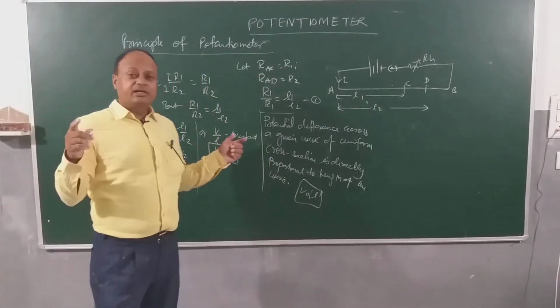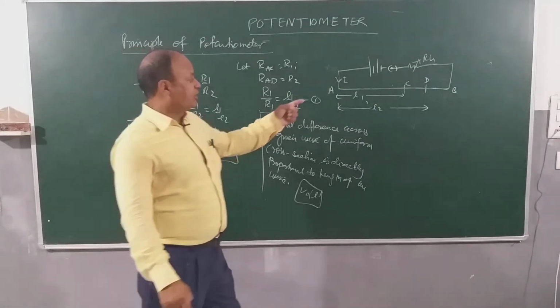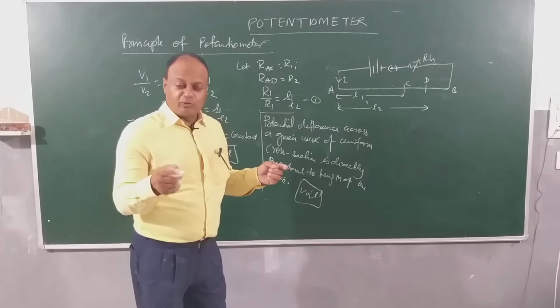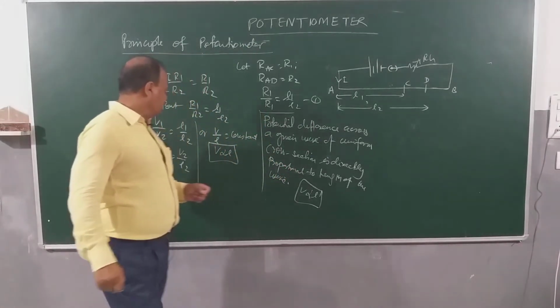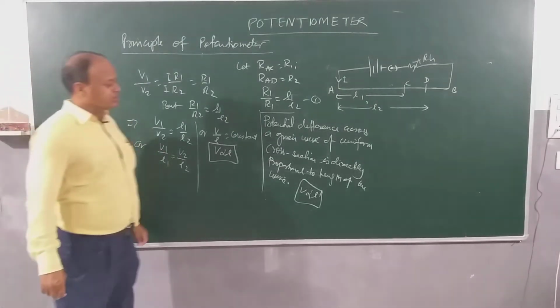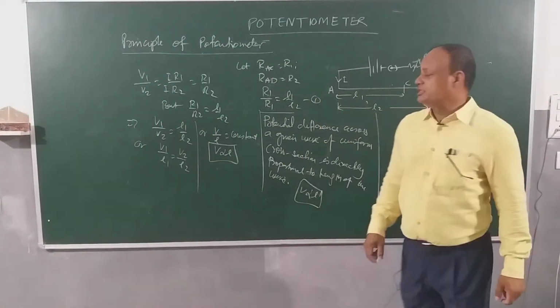So if we take a longer length, the potential difference will be more. If I take a shorter length, the potential difference will be less. Very important here: V1 by L1 is equal to V2 by L2. And then we therefore use another term here, potential gradient.